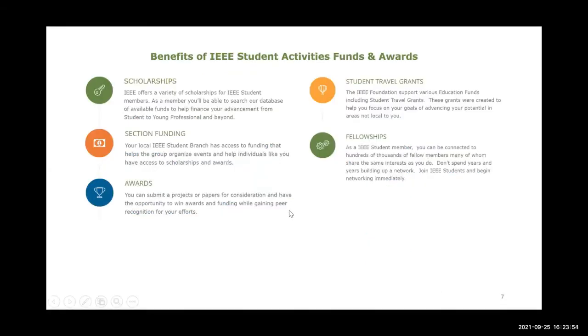And then, what are the benefits of IEEE student activities, right? Now we are very active in our student branch. So what are the benefits to the students? You already see the benefits. We are organizing workshops, which are beneficial for all the participants. But there are many other programs under the IEEE from which we can benefit.